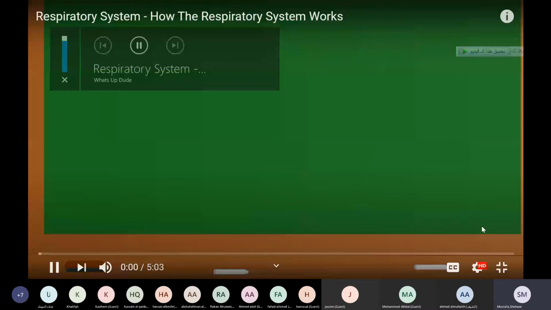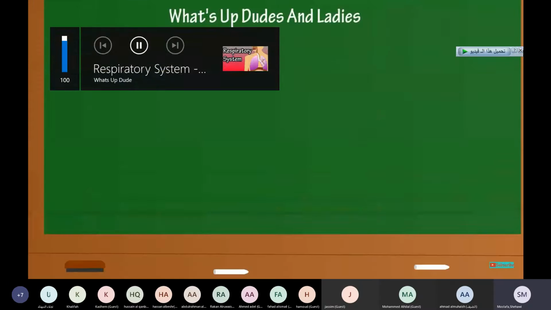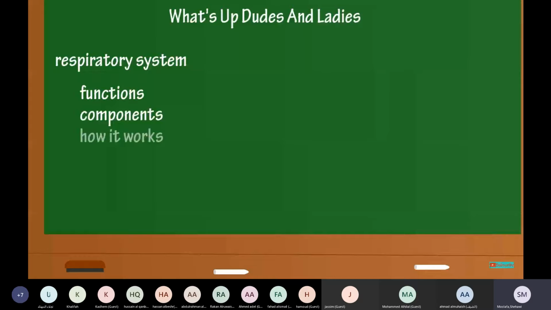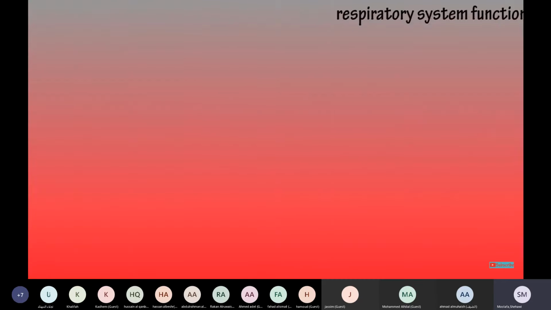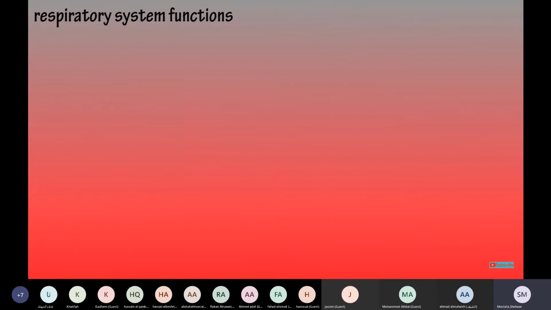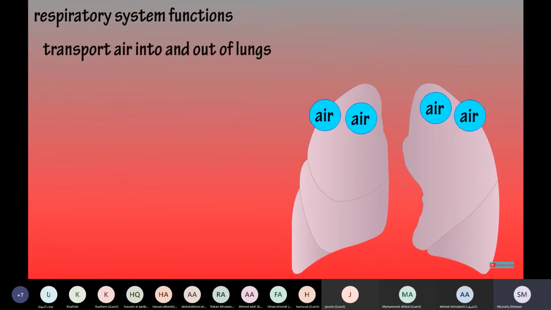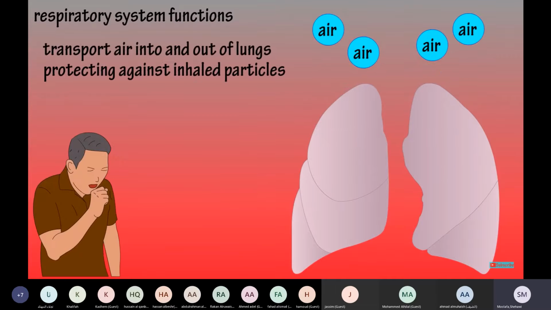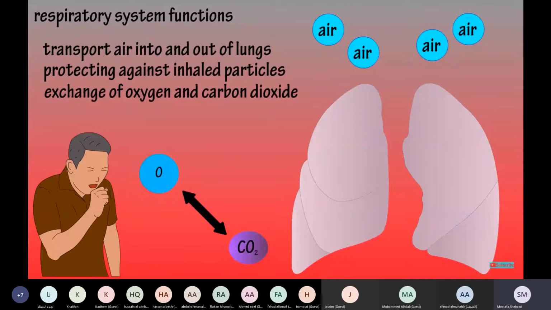What's up, ladies? Brian here again, and in this video, we are going to look at the respiratory system. We're going to look at its functions, its components, how the system works, and some things you can do to maintain a healthy respiratory system. So, let's roll. The respiratory system's main functions include transporting air into and out of the lungs, protecting the body against harmful particles that are inhaled, and its most important function, the exchange of oxygen and carbon dioxide.